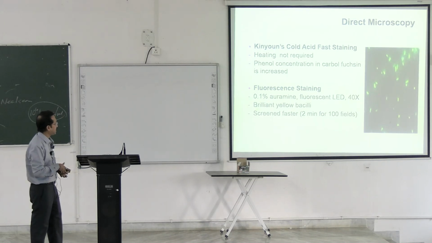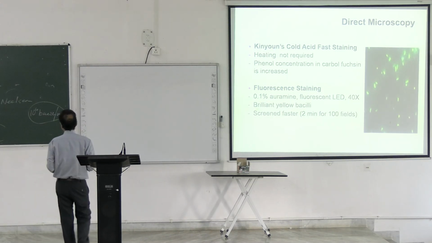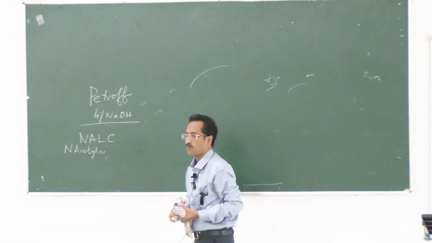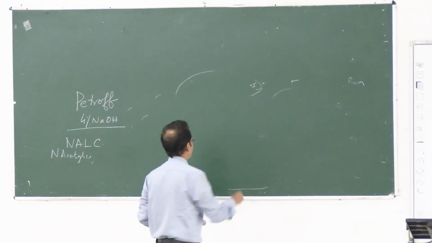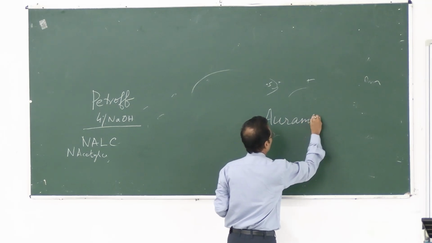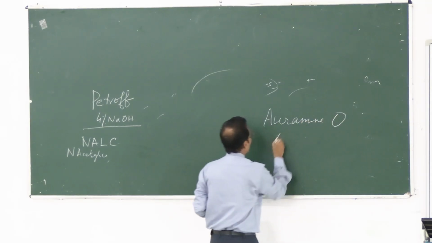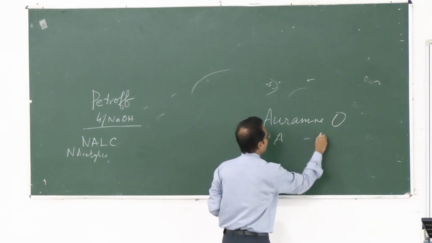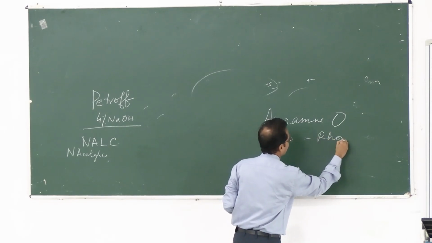Next, the fluorescence staining. What is the advantage of fluorescence staining? Two types of fluorescence stain are used: auramine O and rhodamine. These are the two fluorescence stains used.